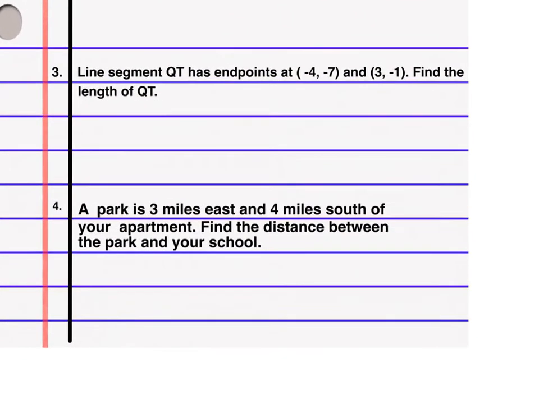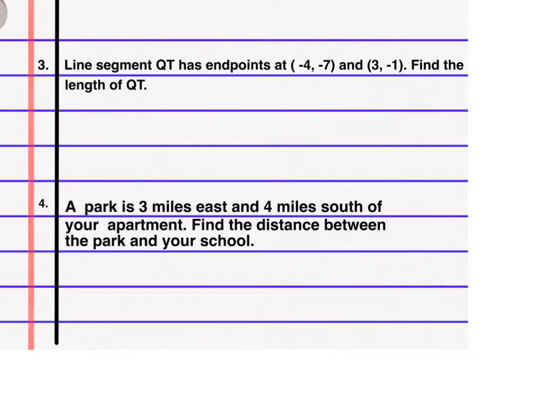Okay. We're going to move on to distance. Here it says line segment QT has endpoints at -4, -7, and 3, -1. Find the length. Length is a clue right here that you should be doing distance. Length is a keyword that means distance. The length of a car ride means the distance. The length between two cities, distance.